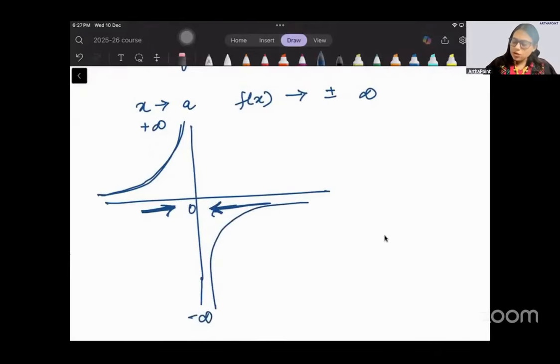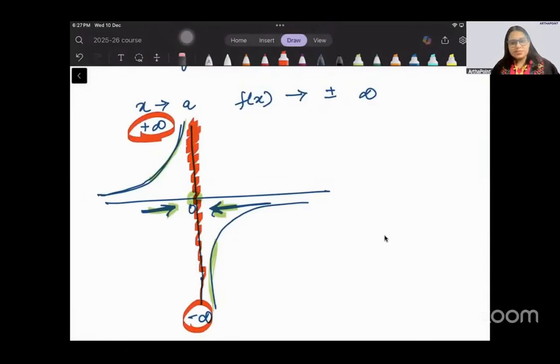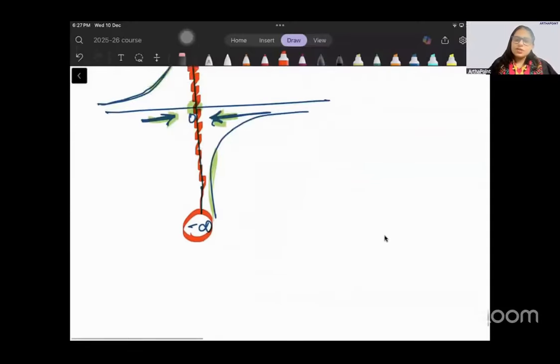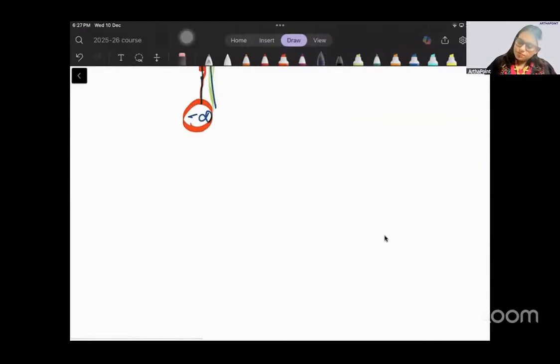Right? So I'm going towards plus and minus infinity. I am approaching 0 from both sides. Right? So there is a vertical asymptote, because you are approaching infinities. So it's a vertical asymptote. Right? But it's a discontinuity. Right? Then you may have something which is known as oscillatory discontinuity.